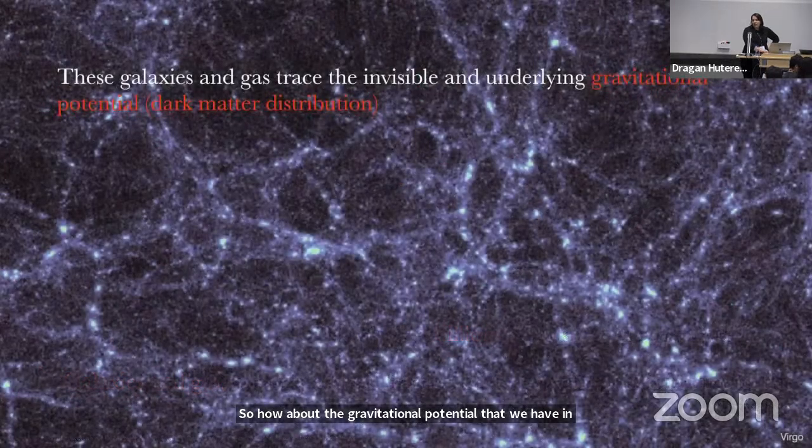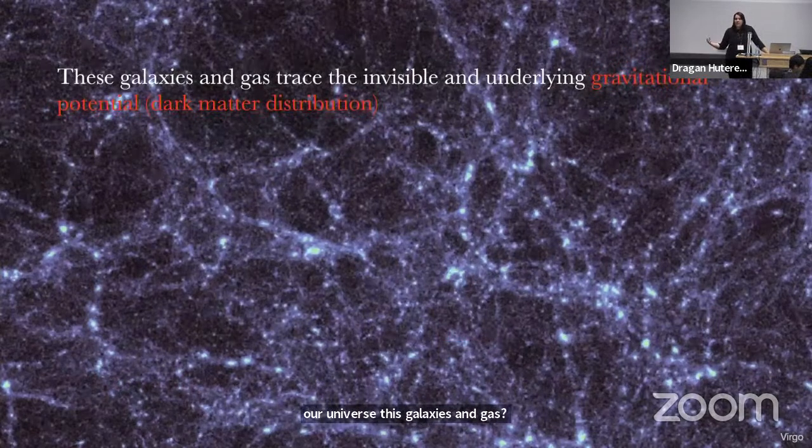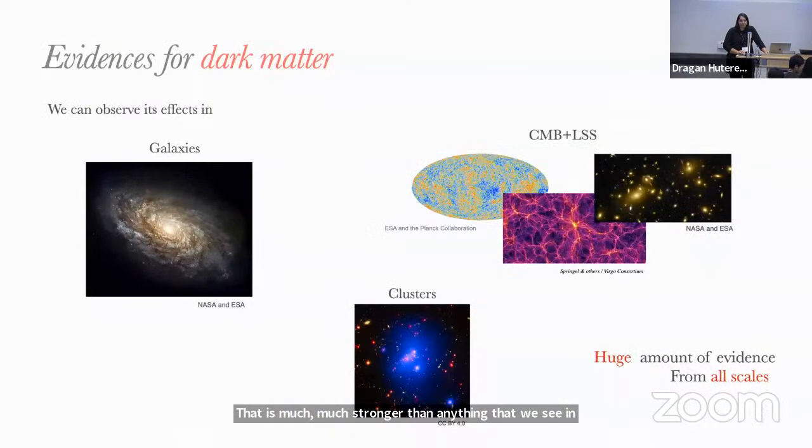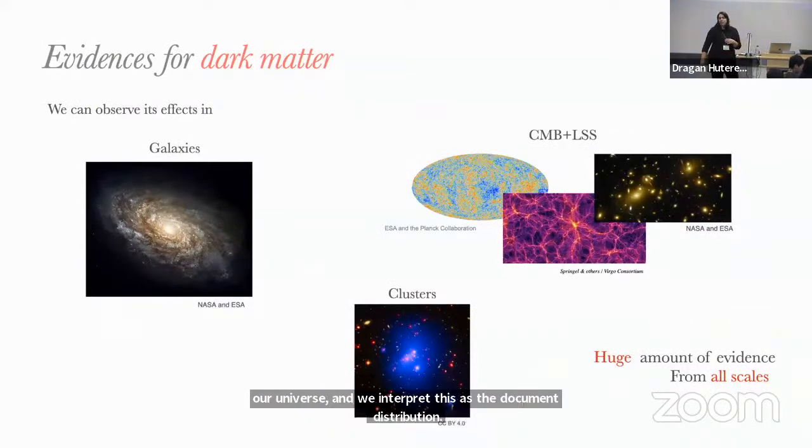These galaxies and gas actually trace this underlying gravitational potential that is much, much stronger than anything that we see in our universe. And we interpret this as the dark matter distribution. So as we know, there is a huge amount of evidence for the existence of dark matter.